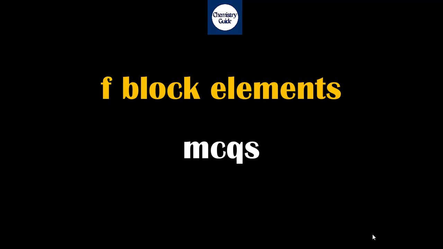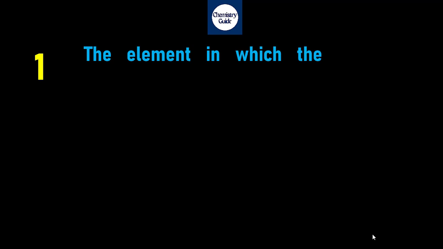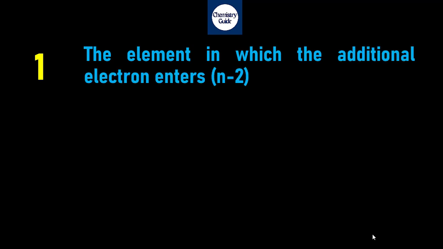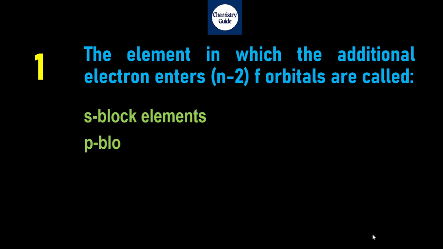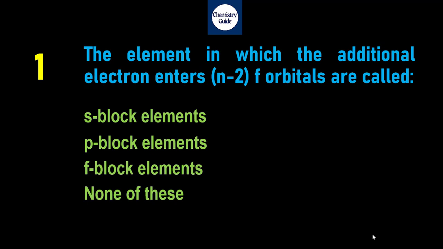In this video, we will discuss F-block elements MCQs. Here is MCQ number 1. The element in which the additional electron enters n-2 f orbitals are called S-block elements, P-block elements, F-block elements, none of these. So the right answer is actually F-block elements.